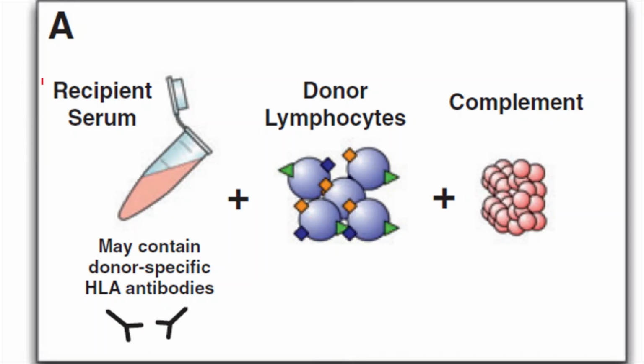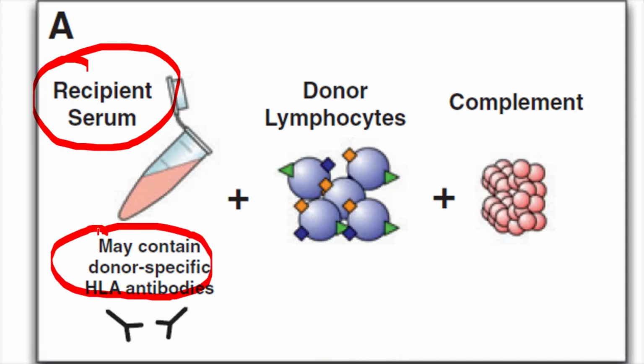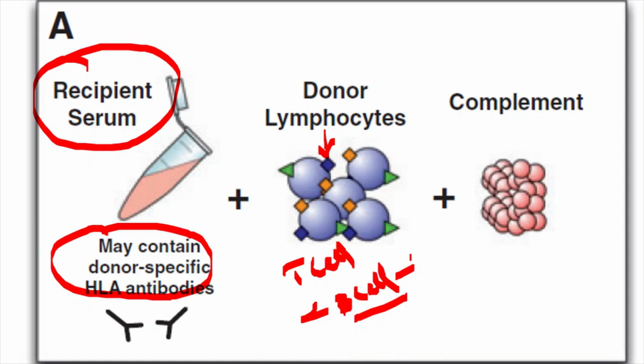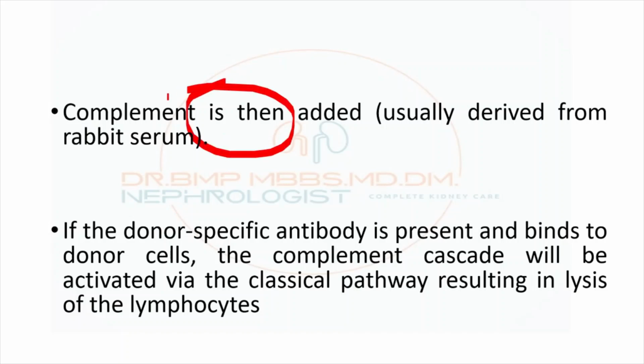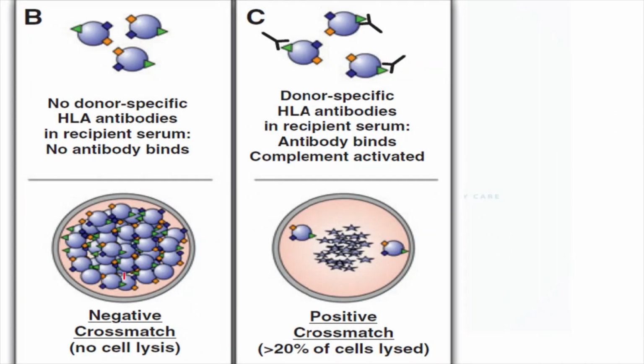Basically what we are going to do is take the recipient serum, which might or might not contain the donor specific antibody. If it is present, it will attack the lymphocytes. Donor lymphocytes are taken, which is T cell and B cell. Why two cells, T and B? Because B cell contains HLA class 2 and class 1, whereas T cell contains only class 1. After that you add complement. What will happen? If the antigen antibody reaction is there, complement will be activated and the lymphocytes will be destroyed. Complement is taken from rabbit, then the classical pathway will get activated, leading to the destruction of the cells.